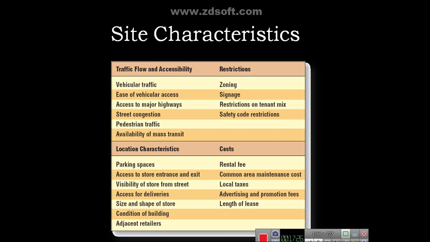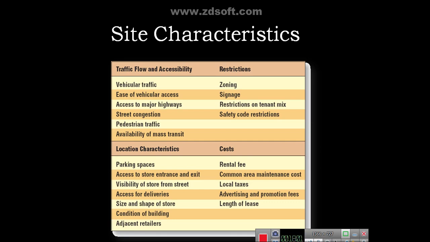Then location characteristics, like the availability of parking space. If sufficient parking space is not available, customers may not get into that store, because it will be very difficult for them to find a space to park the vehicle. This problem arises where more customers come by car. And access to store entrance and exit should be easy: easy entry, easy exit.